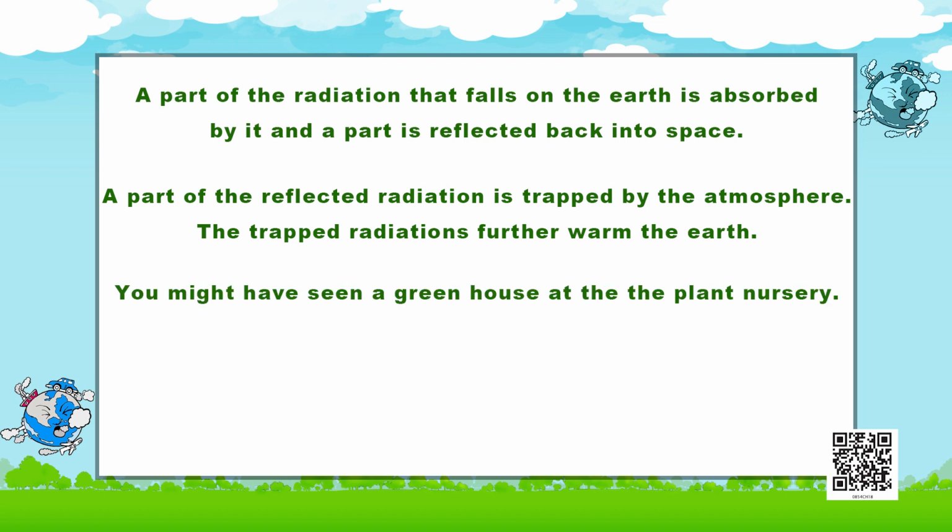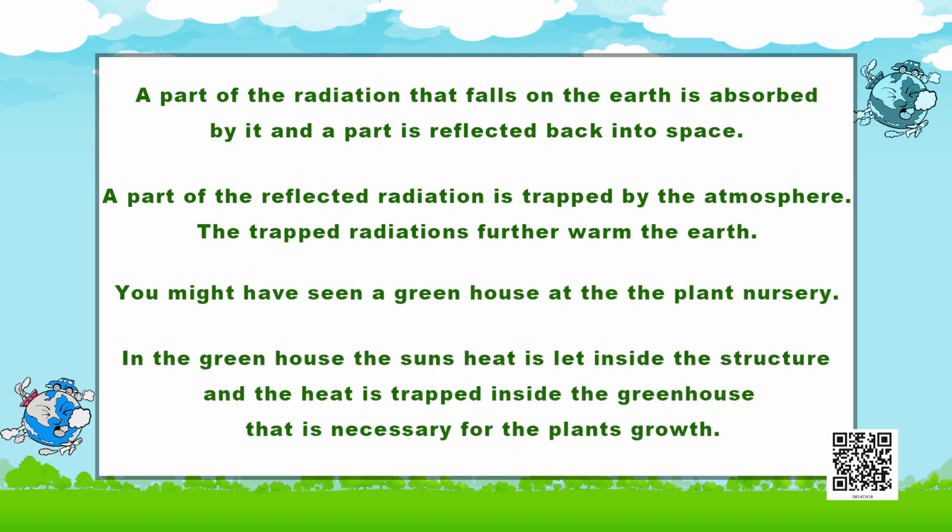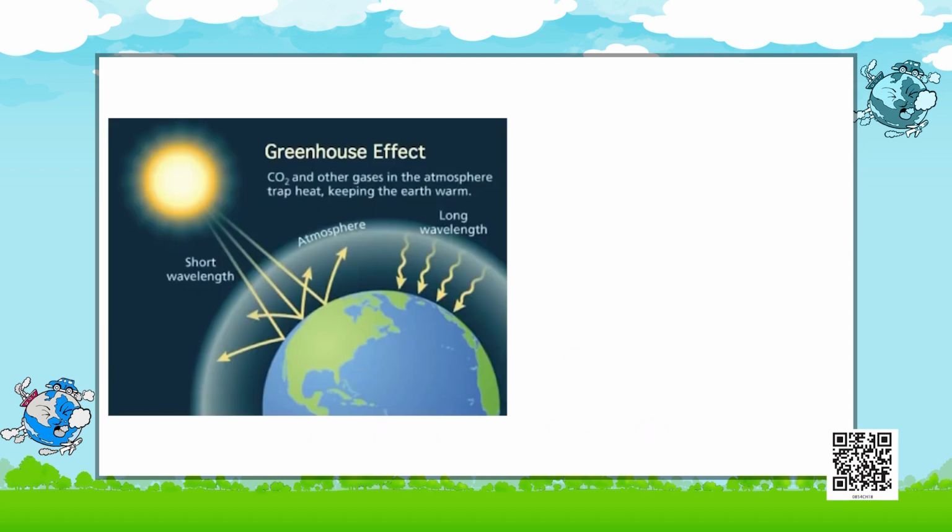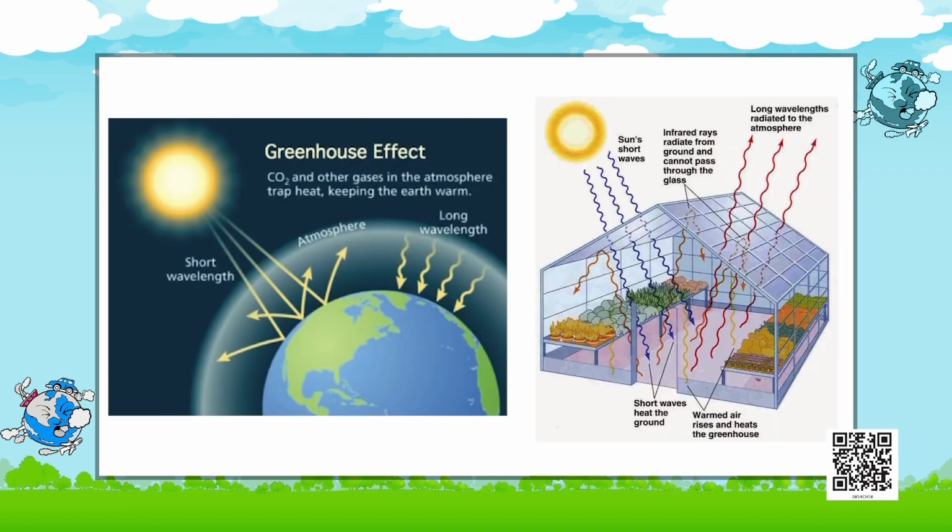You might have seen a greenhouse at the plant nursery. In the greenhouse, the sun's heat is let inside the structure and the heat is trapped inside the greenhouse that is necessary for the plant's growth. The trapping of radiation by Earth's atmosphere is similar to a greenhouse. That's why it is called the greenhouse effect.